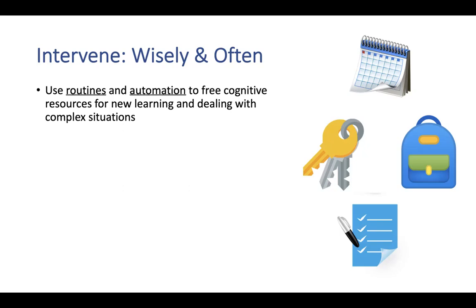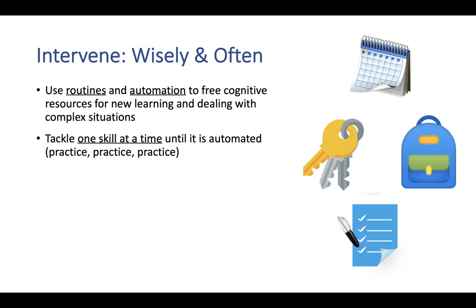The other component of that is routines. If I always put my keys down in the same place when I walk in the front door, then I don't waste time looking for my keys when it's time to go somewhere. Simple example. But if you have limited resources, if your brain gets tired easily, then you want to not waste your resources on looking for keys, right? So tackle one skill at a time until it's automated, like I said before, practice, practice, practice.